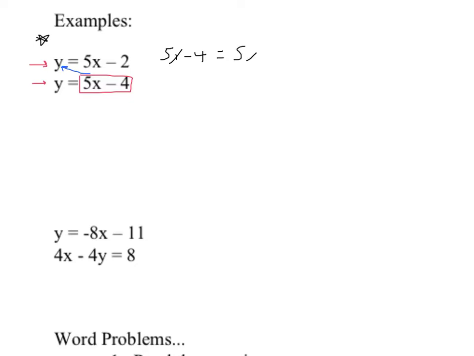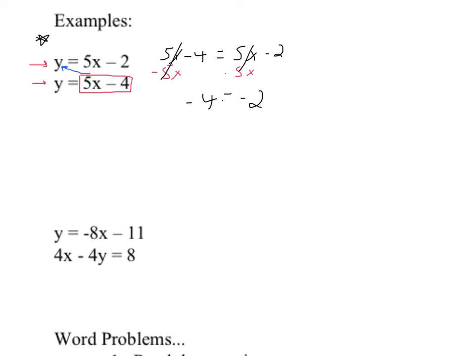and then we write the rest of the equation, 5x minus 2. I combine like terms. What happens is they cancel out, and I have the statement negative 4 equals negative 2.